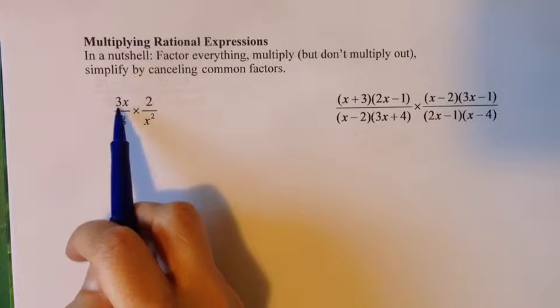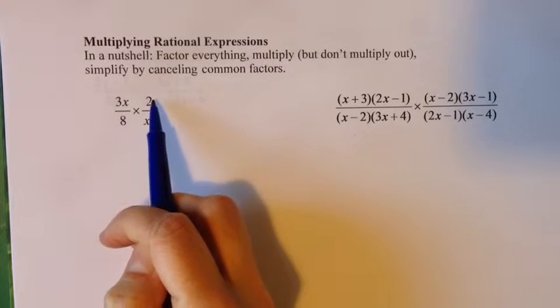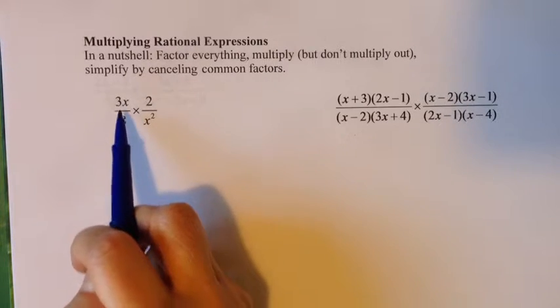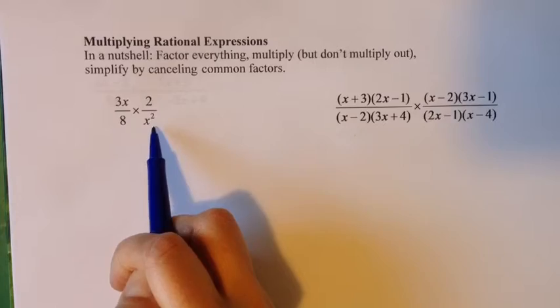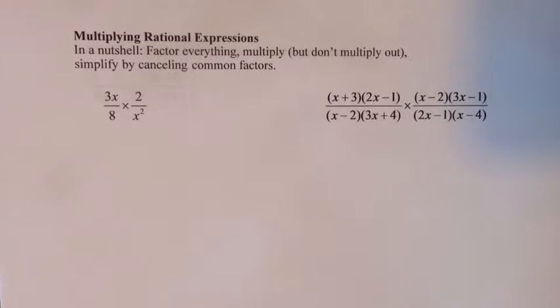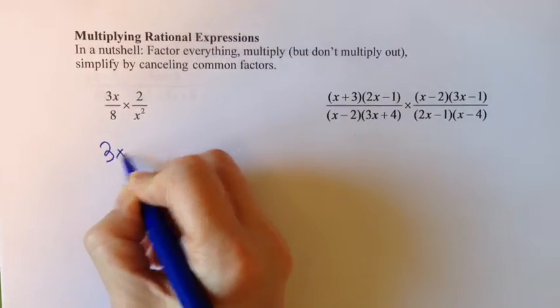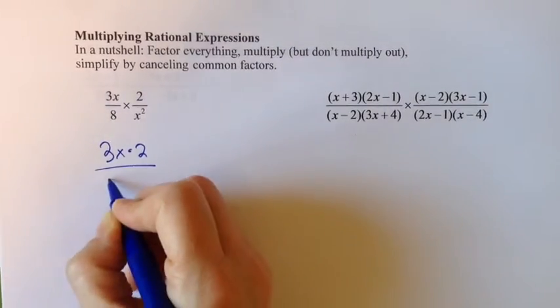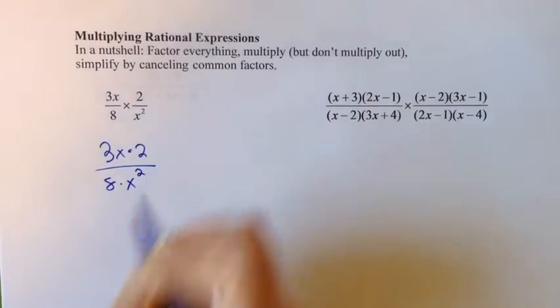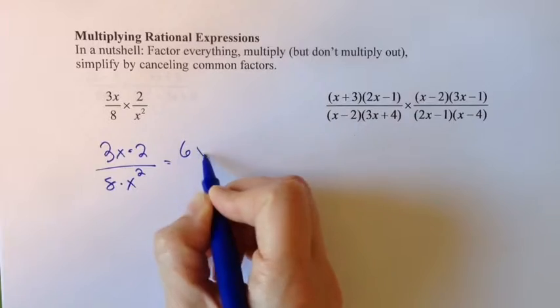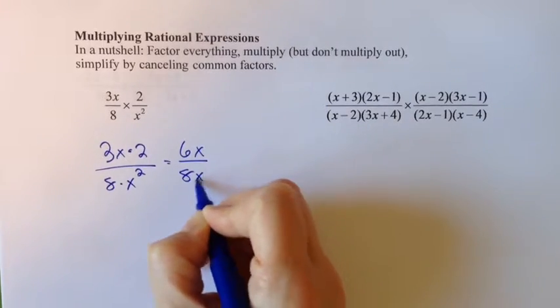First, I have 3x over 8 multiplied by 2 over x squared. Now, each of my fractions here has a single term in the numerator and in the denominator, so there's nothing to factor. That means I can move on to multiplying straight across. 3x multiplied by 2 over 8 multiplied by x squared. Now I can simplify this a bit more. This is 6x over 8x squared.